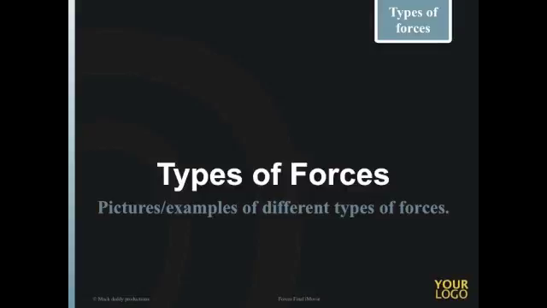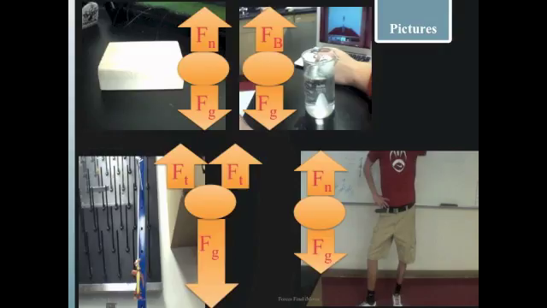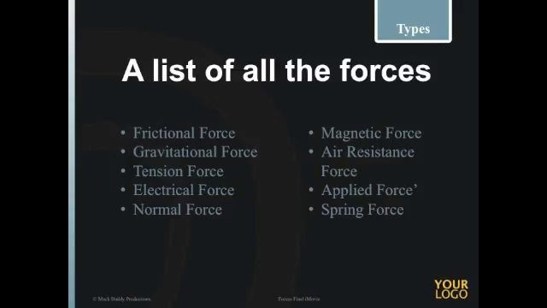Types of forces. Pictures and examples of different types of forces. These pictures show a block, a ping pong ball floating on water, Tigger getting hung by two pairs of strings, and me. And these are the force diagrams for each picture. This is the list of all the forces: frictional force, gravitational, tension, electrical, normal, magnetic, air resistance, applied, and spring.